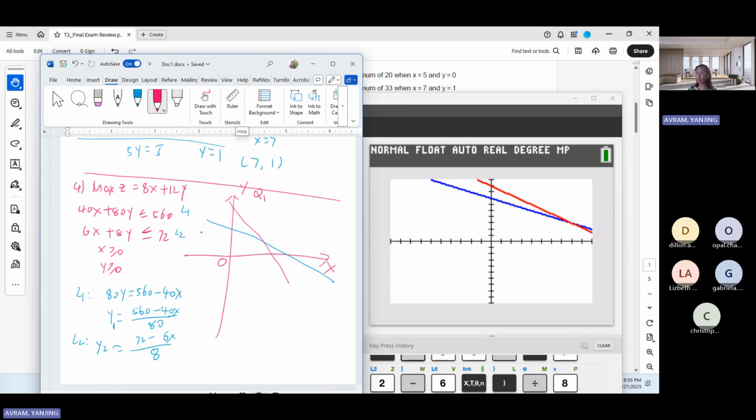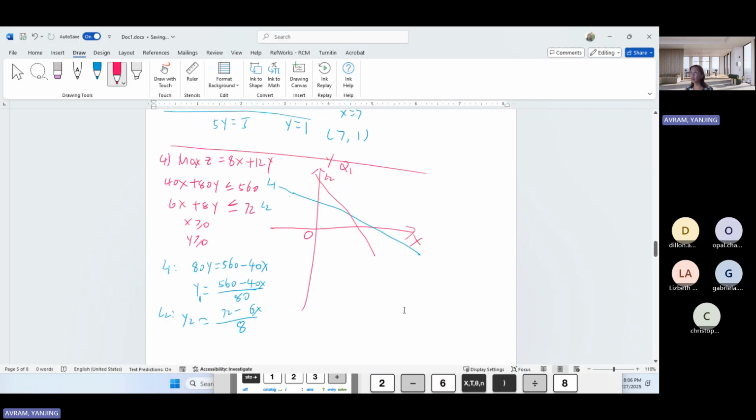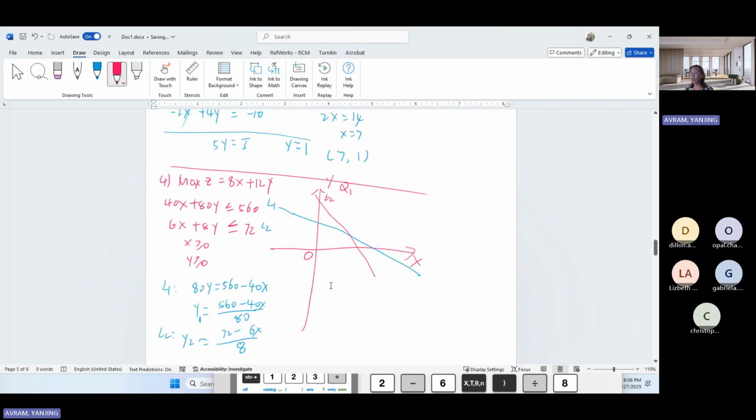The blue one is L1. The red one is L2. So you need to know what the graph will look like, right? We all want a positive, we all want Q1. And let's see which one is the interesting region, right? So that means 0 and 0 is not on the line. So I can use 0 and 0 for both of them to do the test.